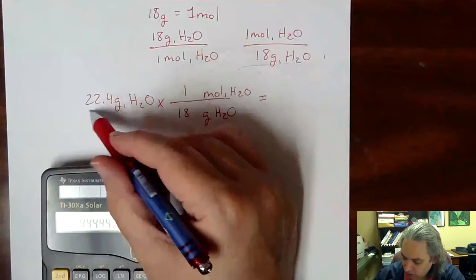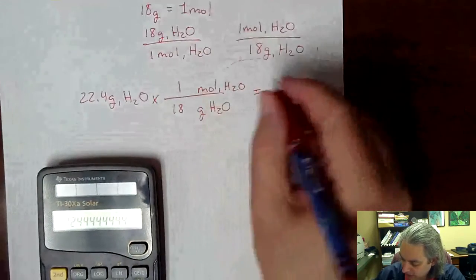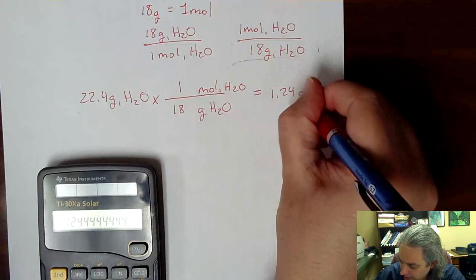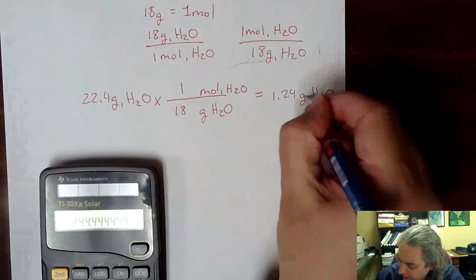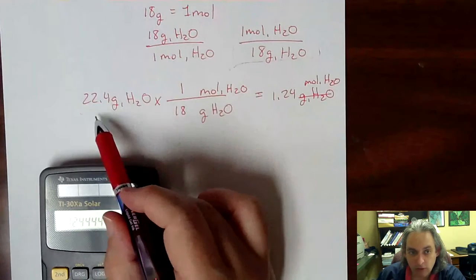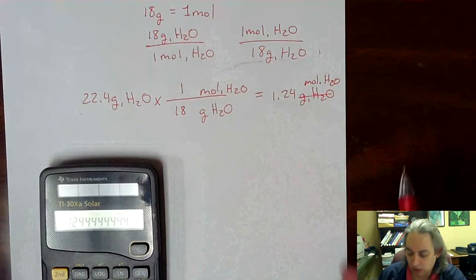And so we're going to use this as our significant figures. So this has 3 digits, so our answer will have 3: 1.24 moles of water. So 22.4 grams of water is equivalent to 1.24 moles of water.